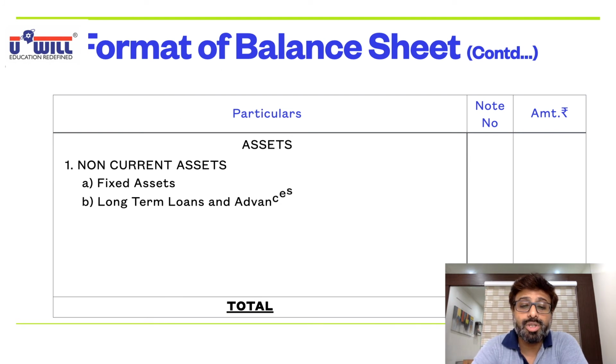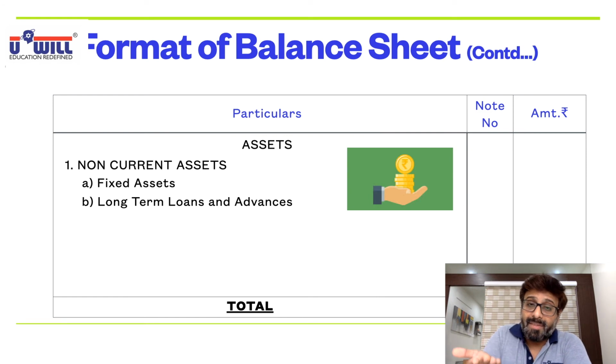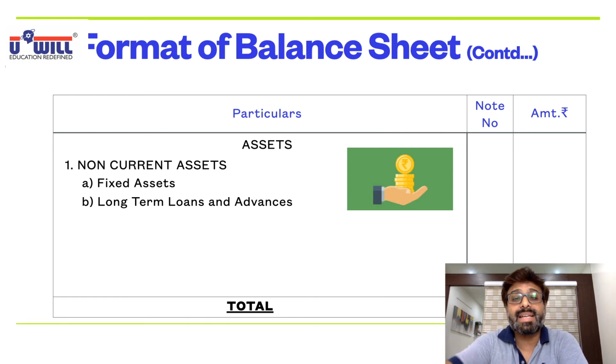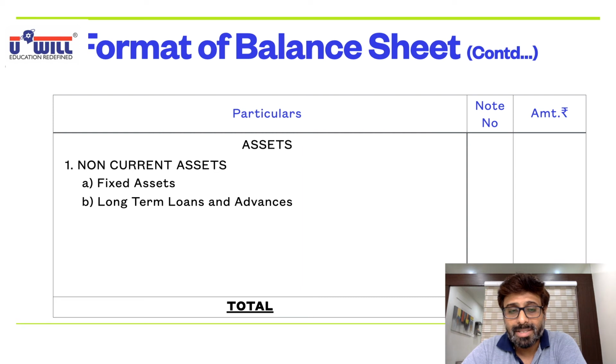And second, it includes long-term loans and advances. These are those loans and advances which are given by the hotel to outside people. Okay, but for more than 1 year period of time. So if any loan advance money is given by hotel to someone for more than 1 year period of time, it will come in non-current assets. Only two items in non-current assets: fixed assets and long-term loans and advances.